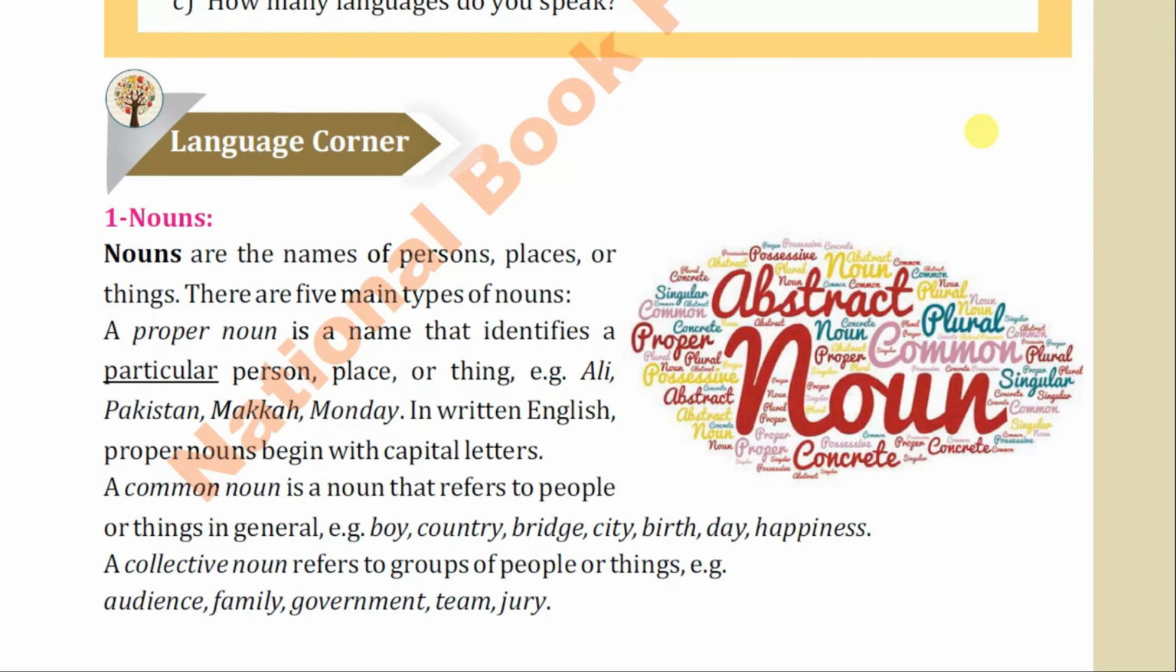Then we have collective nouns. A collective noun refers to a group of people or things. For example, audience, family, government, team, jury. A word cloud is also there. You can see that in the center there is a noun. Then we have abstract nouns, common nouns, the plurals and singulars of the noun, the concrete nouns, and then the abstract nouns. So the word cloud of noun means related words with the noun.